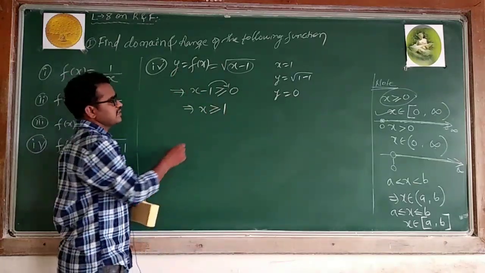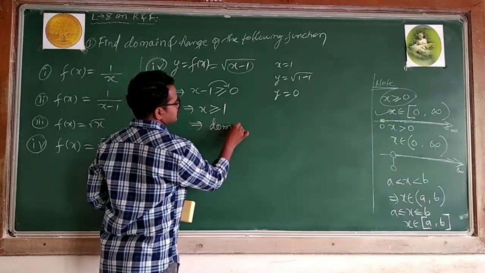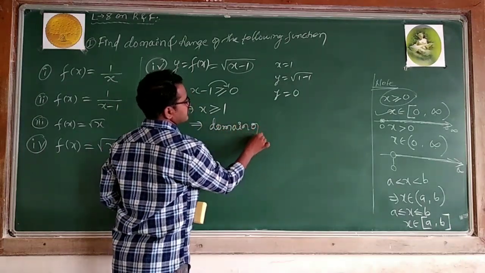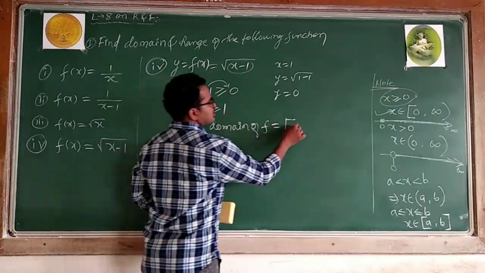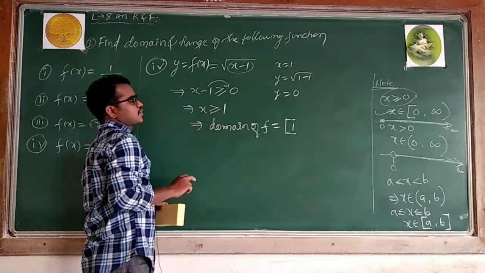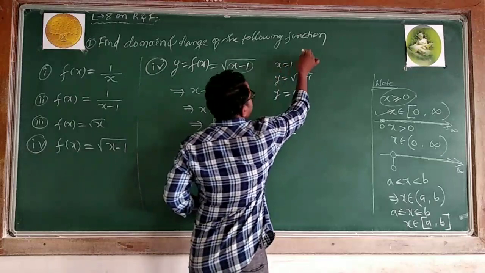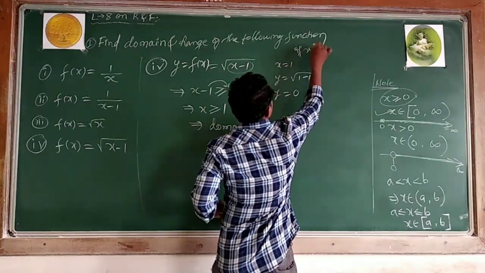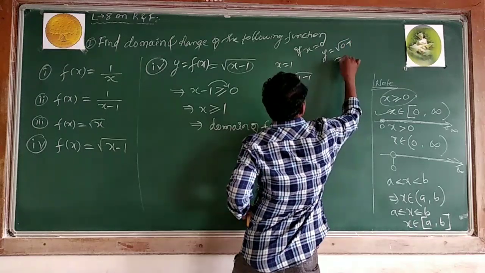This implies that the domain of f is including 1. 0 is not possible to get here because x is greater than or equal to 1. If I take x as 0, what will you get? y is equal to root of 0 minus 1, which is under root minus 1.